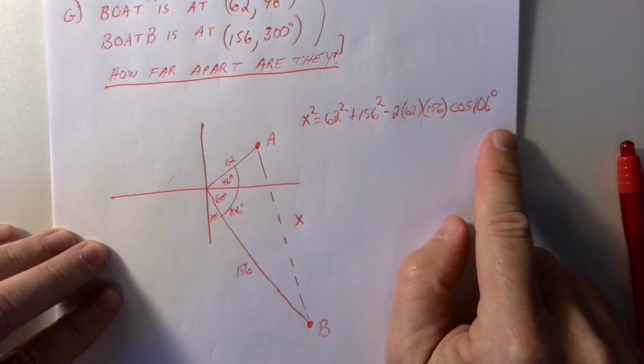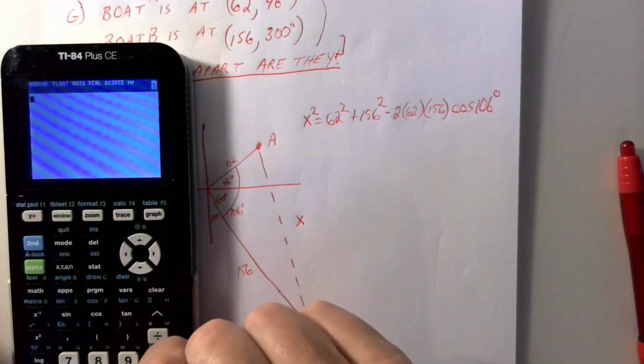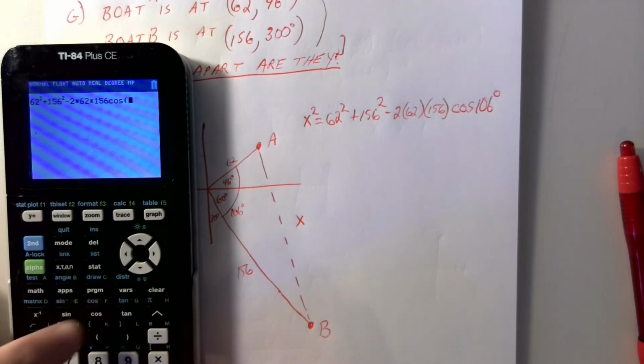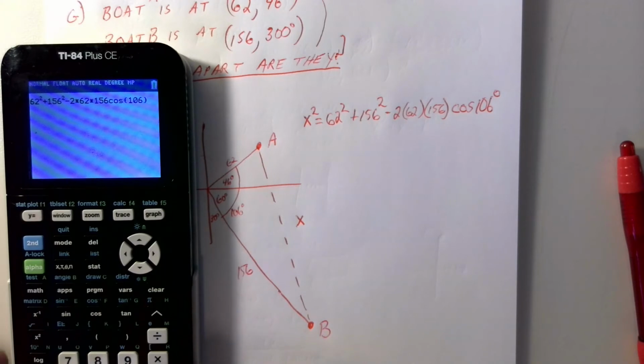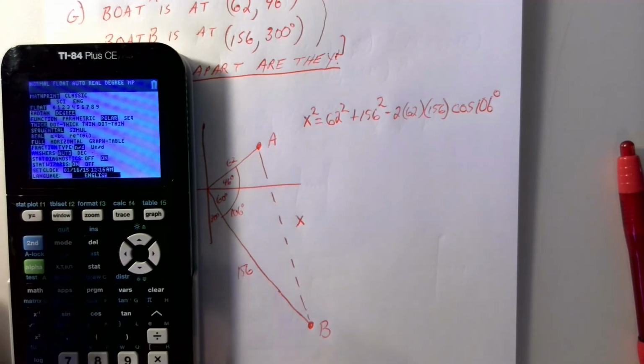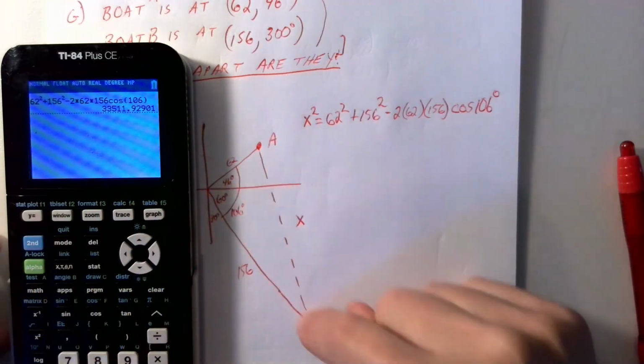Got all that? So let's go ahead and put that in our handy dandy little calculator. Clear, second quit. So 62 squared plus 156 squared minus 2 times 62 times 156 times the cosine of 106 degrees, close parentheses, hit enter. Double check your mode, make sure it's in degrees. It is in degrees. Awesome. Go back to home screen. I get that. They are 33,511.